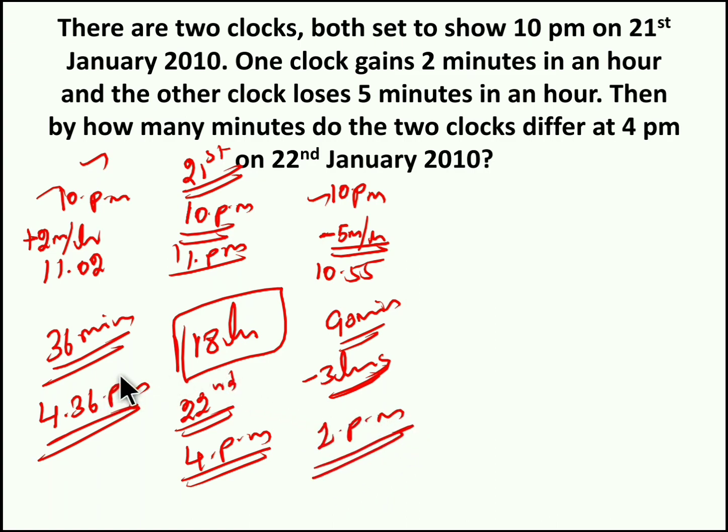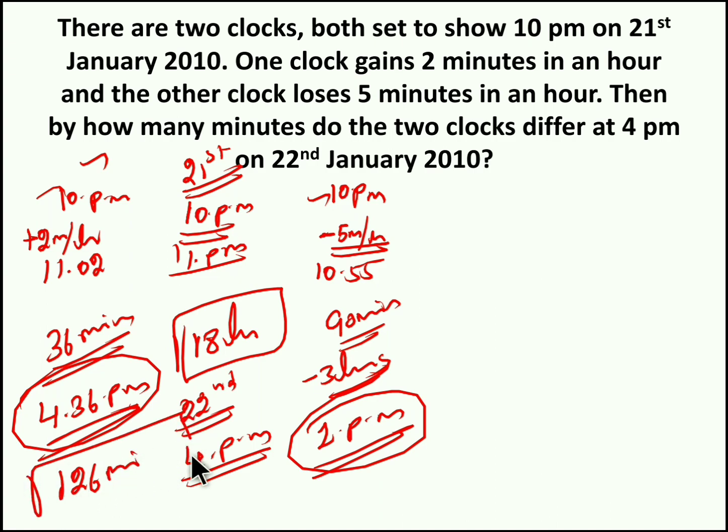Now look at the difference between the first watch and the second watch. The first shows 1 p.m. and the second watch shows 4:36 p.m. From 1 p.m. to 4:36 p.m., it's totally 216 minutes. So 216 minutes is the difference between both the clocks at 4 p.m. on 22nd January 2010. Hope you understood all the problems of this model, right? Definitely this type of problem is a little complex. You need more practice to gain knowledge on clocks. So practice a lot.